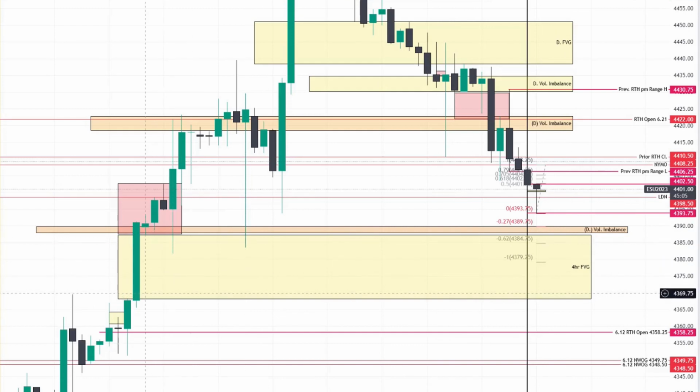So look at this green bar on the left here, and this green bar adds up to, again, this daily volume imbalance. So if we break 4,400 convincingly here in the RTH, I don't see a problem going down to 43.75 at all, because we need to reprice these gaps below.